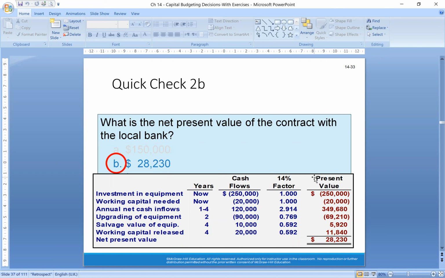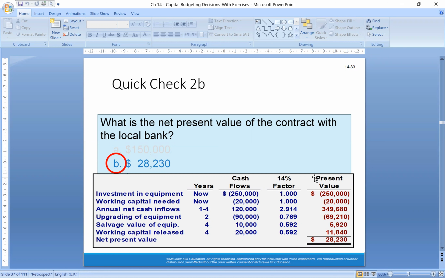The working capital needed, I need to pay 20,000 now, and also the factor will be 1, and the answer will be 20,000. Annual net cash inflows, I'm expecting to receive the cash flows from year 1 to year 4. So I'm receiving 4 times 120,000. At the end of each year, I will receive 120,000. The point is here, the factor using table number 2, not 1, because I'm talking about annuity.